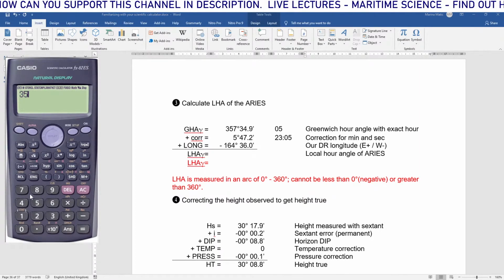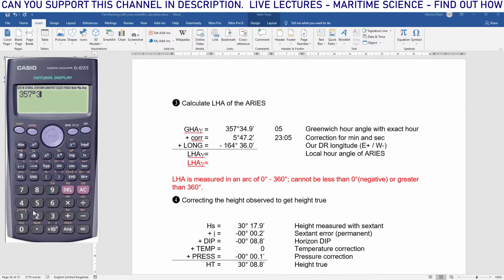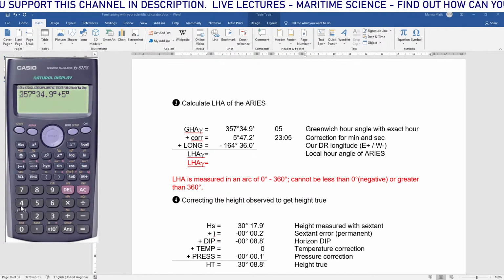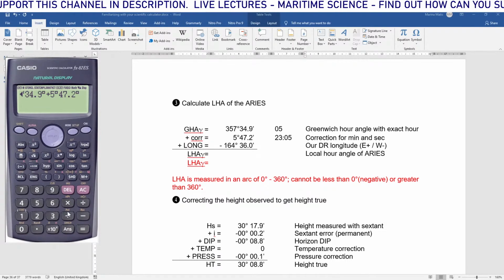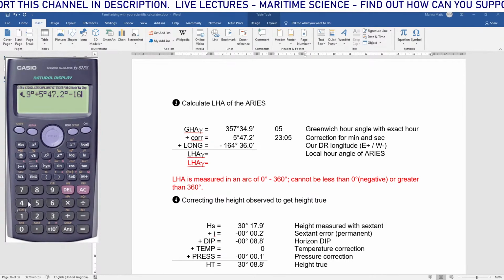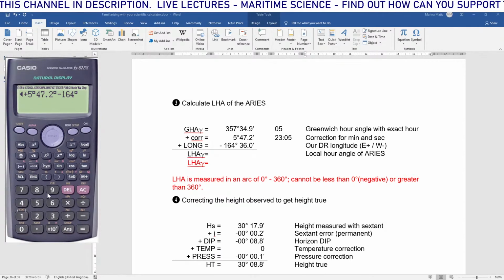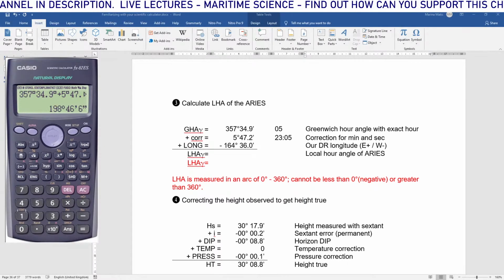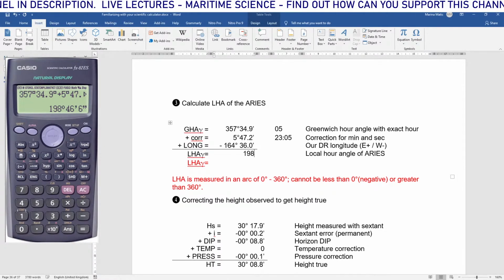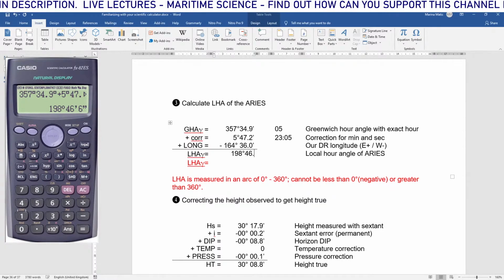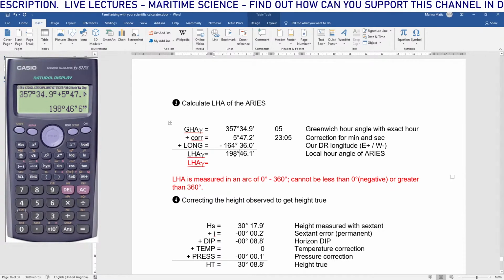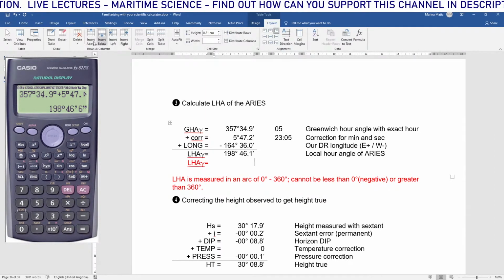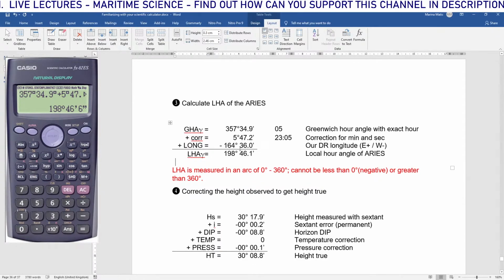So I have 357 degrees 34.9 minutes plus 5 degrees 47.2. That's my increment and corrections, and negative because it's west, 164 degrees and 36 minutes equals 198 degrees 46.1 minutes, and that's it. We don't have to correct it. It is in the arc where it should be and where it can be, between 0 and 360.